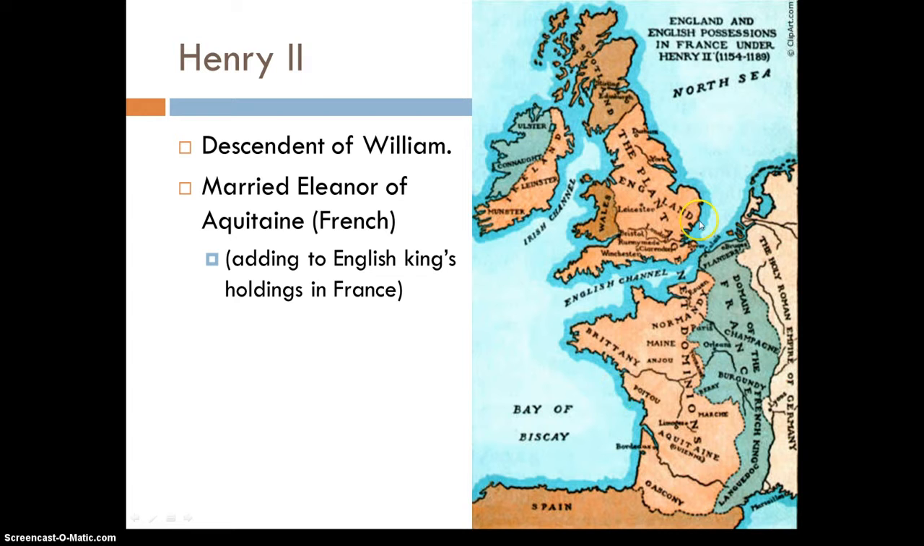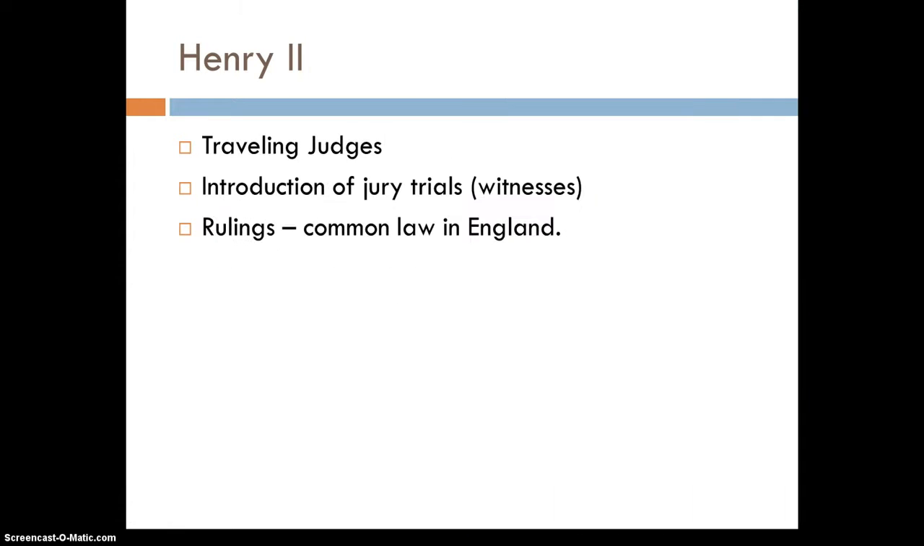You can see that England, the land that Henry II owns, includes half of France. So the English are quite powerful at this time. Henry II is the English/French type king who begins to make some changes in society by setting up a common court system with traveling judges. He introduces the idea of having jury trials.